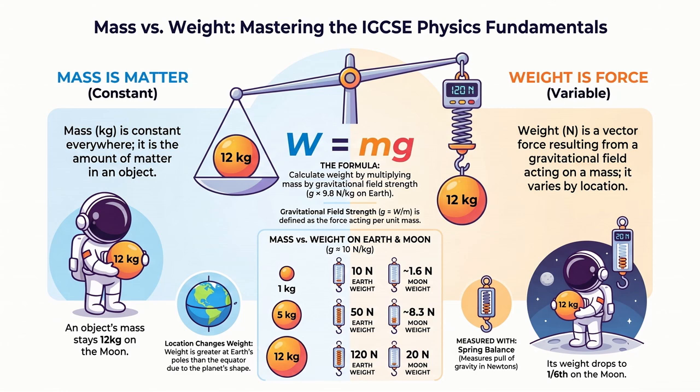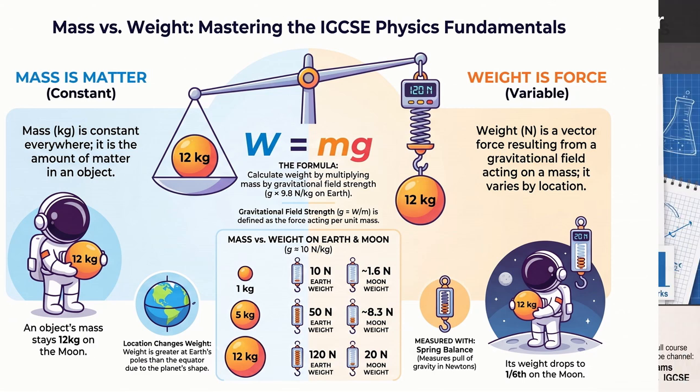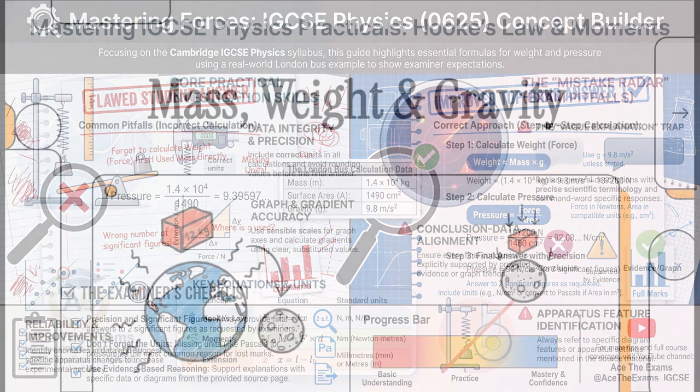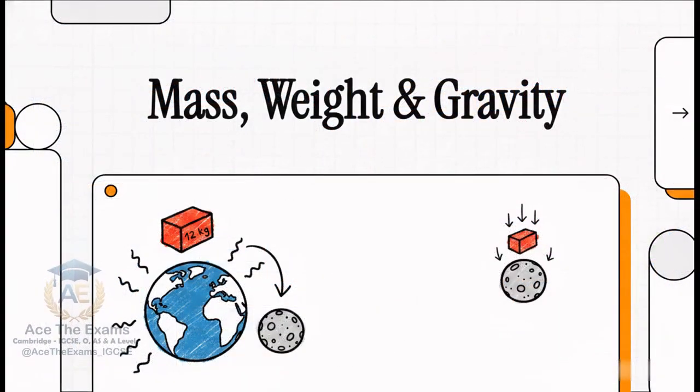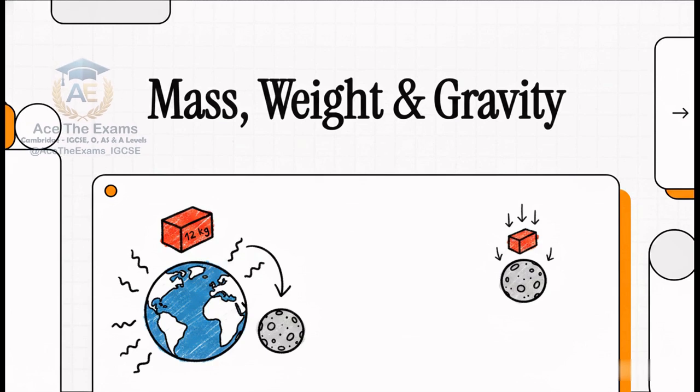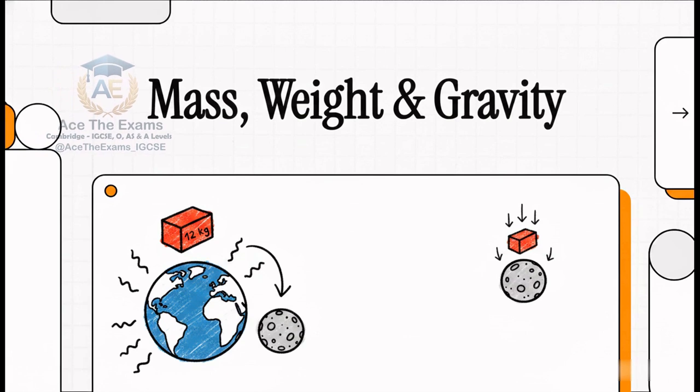A 12-kilogram object is moved from Earth to the Moon. So what happens to its mass and its weight? Today we're cracking the code on a Cambridge IGCSE 0625 physics trap that catches thousands of students every single year. Get this wrong, and it's not just a dropped mark. It's a fundamental error that will literally crash your grade boundary.